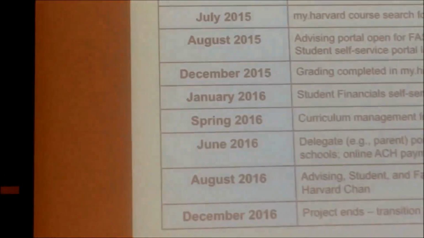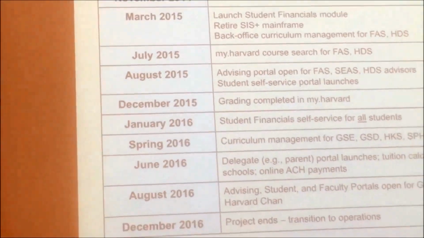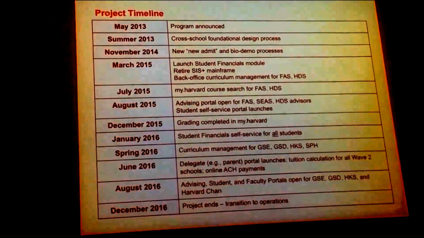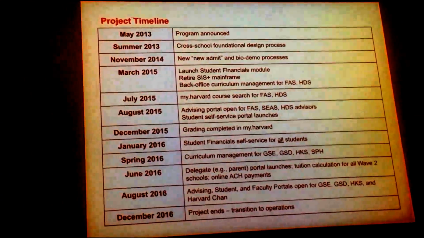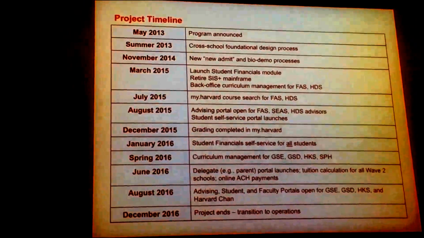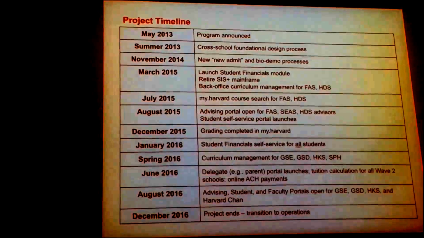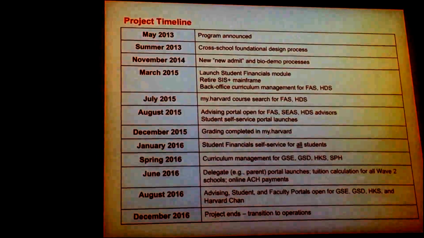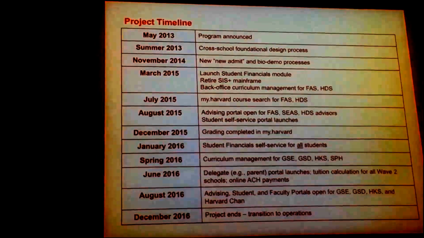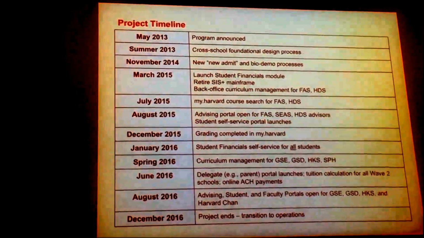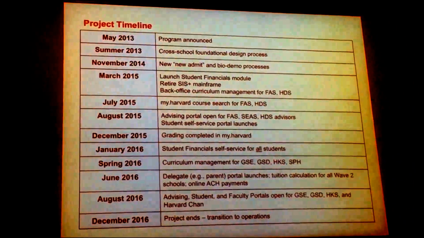This is a detailed timeline. I'm bringing this up only to give you an idea of how much scope there was on this project. We announced the program in 2013. We did some foundational design, as I said, but we had new admits, we had bio demo. Does everyone know what new admits is? Admissions, we had admissions, people coming in, new students. We had to implement that. We had to implement bio demo, which is to keep track of everyone's geographic and personal information.